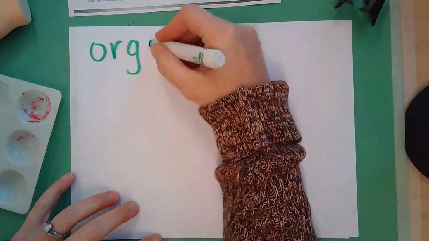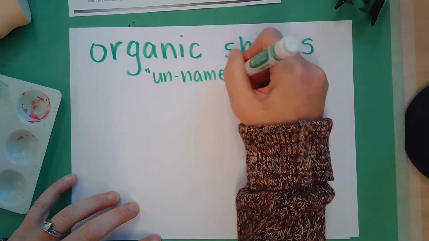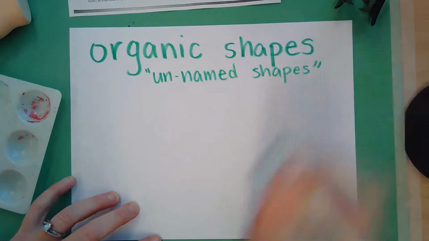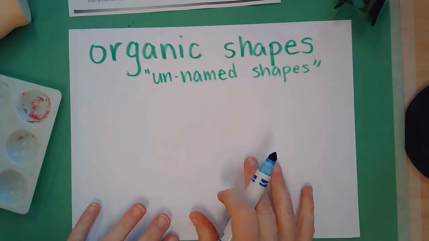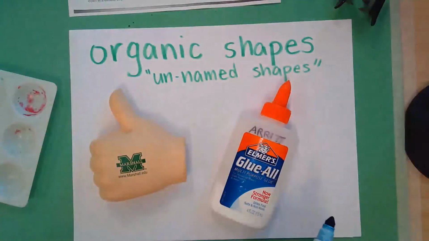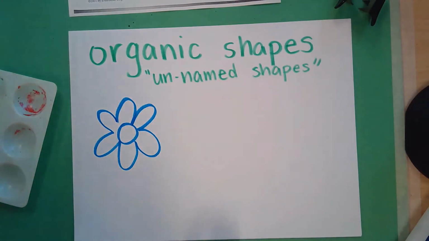The other main kind of shape is an organic shape. An organic shape may also be called an unnamed shape. A lot of objects that we probably see around us are made up of lots of little organic shapes, but put them all together and they are an unnamed or organic shape, like my thumbs up or a glue bottle.